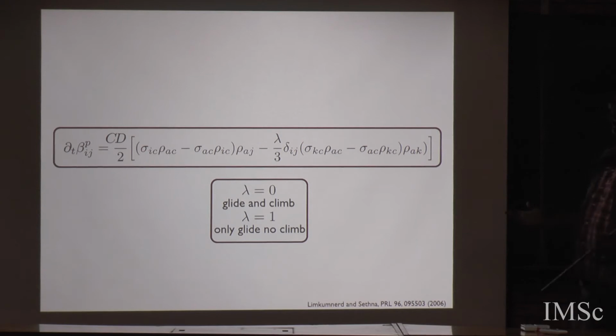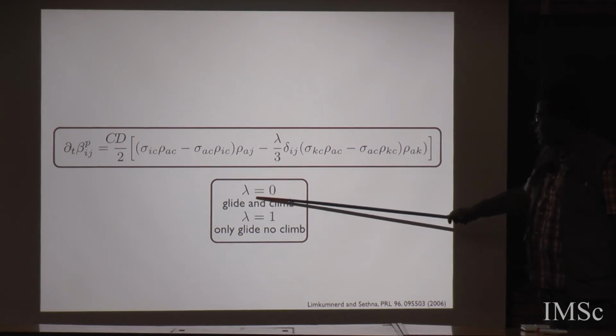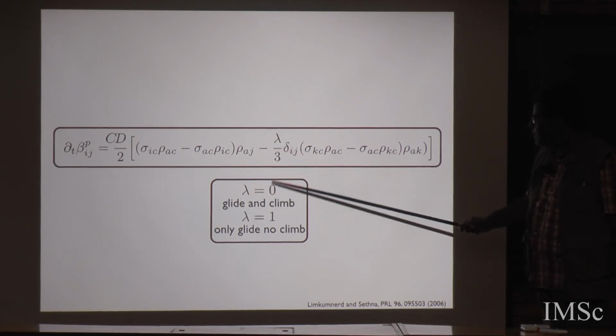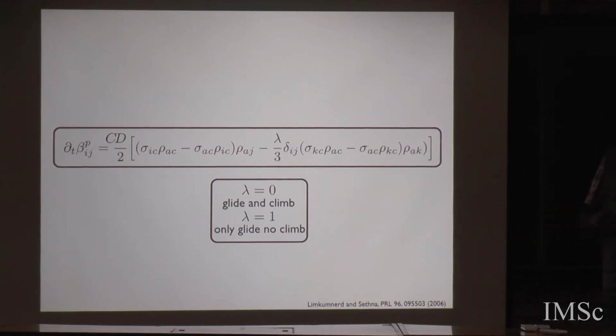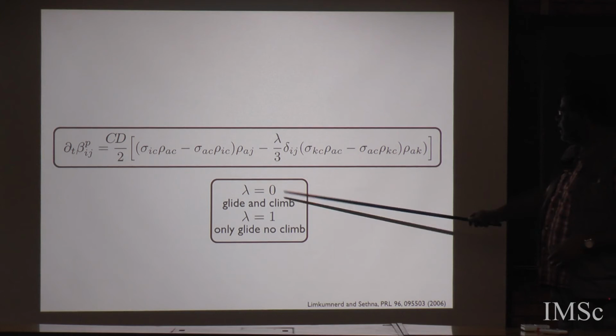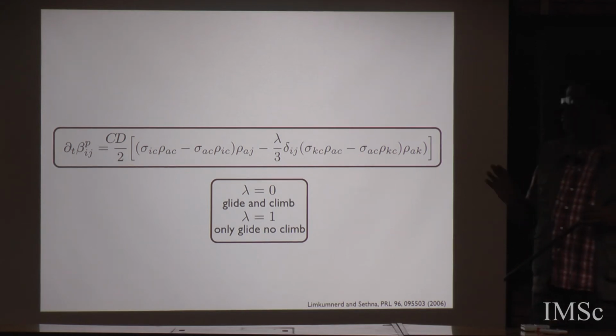This number CD, which is a material constant, and this number lambda. One can show that if lambda is equal to 0, then you are treating climb and glide on the same footing. So it's completely isotropic. And if lambda is equal to 1, then there is no climb at all, there is only glide. In a real system, this lambda will be somewhere between 0 and 1.